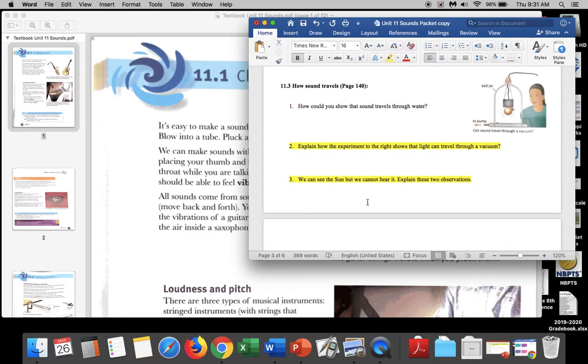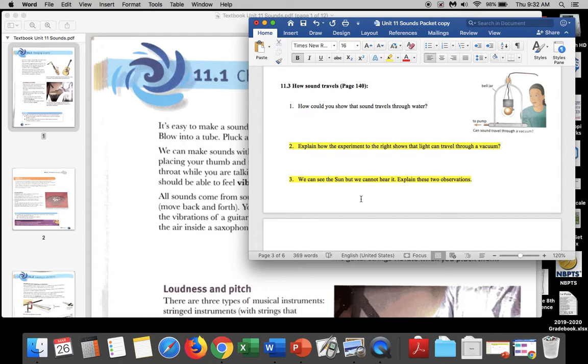The next one is 11.3, questions 2 and 3. Explain how this experiment to the right can show that light travels through a vacuum. All of a sudden we're talking all about sound, and then all of a sudden we're talking about light. I'll be honest, I went back and checked that I didn't mistype it, because you do have a light unit, so I wasn't sure if I had mistyped. But it is asking about light, and it is just contrasting sound and light.